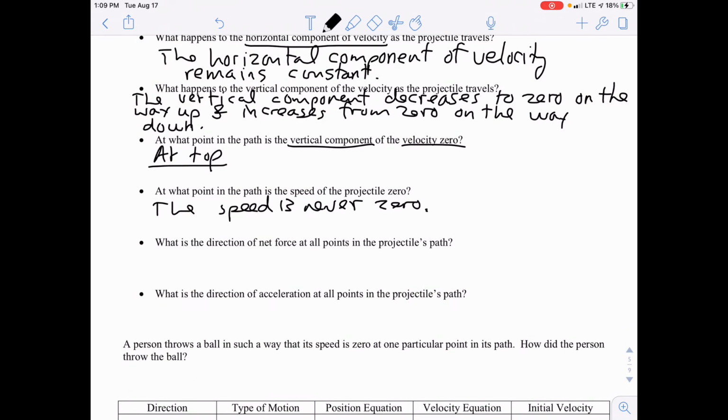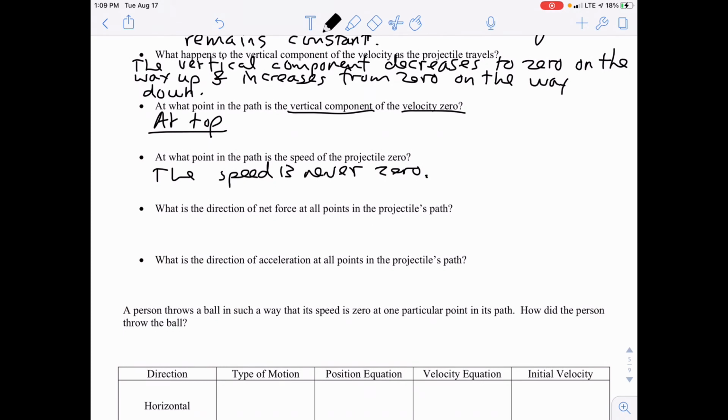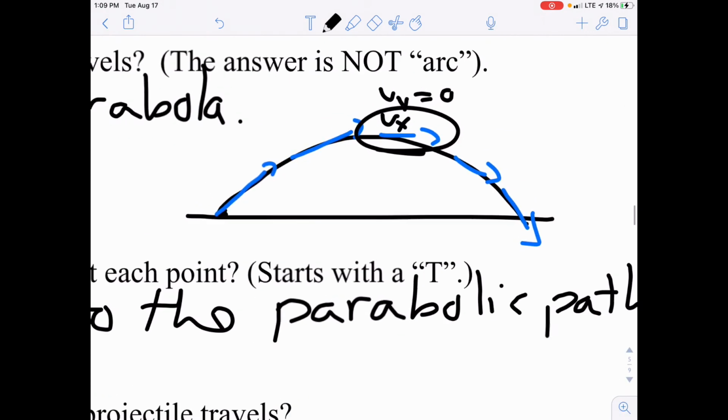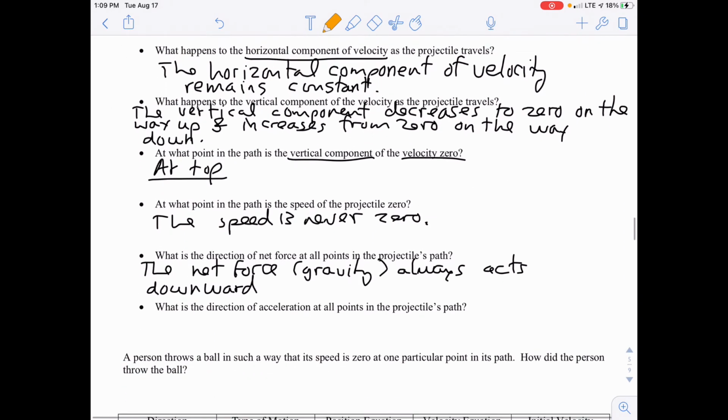What is the direction of the net force on the parabolic path? The net force, which is gravity, always acts downward the whole way. So if my arrow here is the force due to gravity, you can see the force due to gravity is always acting downward no matter where that object is.